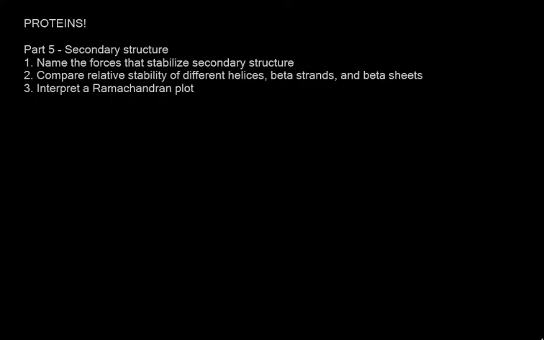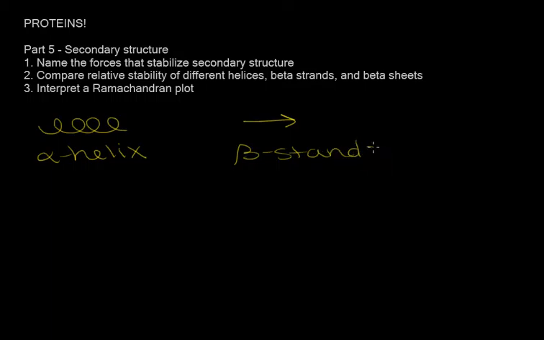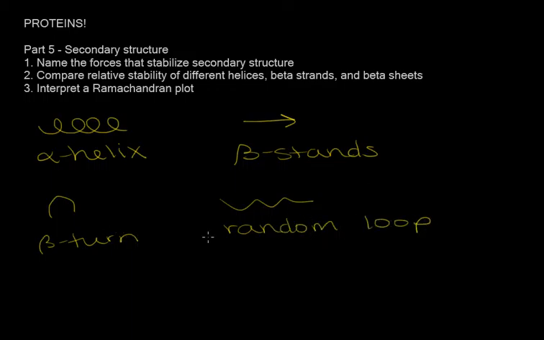Okay, how exciting! Now we get to talk about secondary structure. As you remember from Biology 115 and from your other chemistry classes, with secondary structure we're talking about the alpha helices and the beta strands, and these are the abbreviations. The alpha helix looks like a helix, the beta strand looks like an arrow. There's also the beta turn, which we're not going to go too much into, and then also the sort of random loop. So those are all the options for secondary structure.